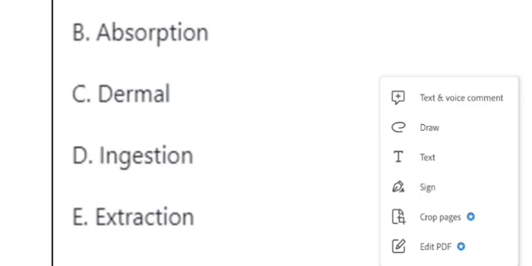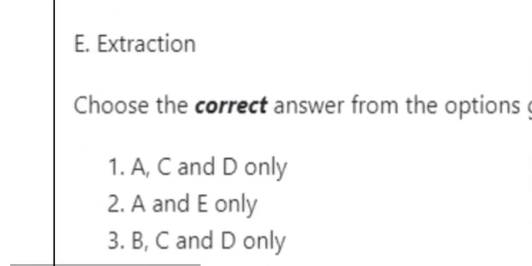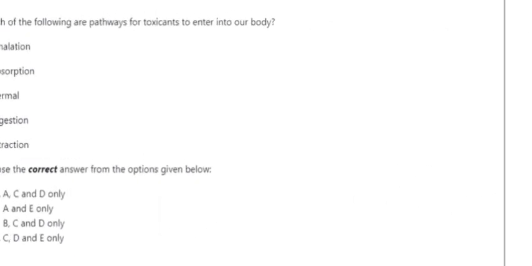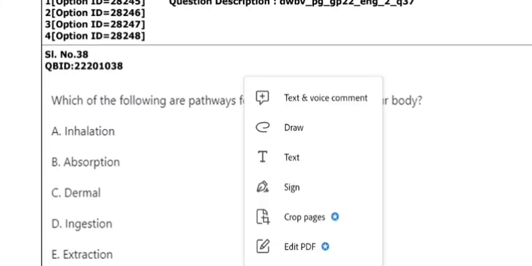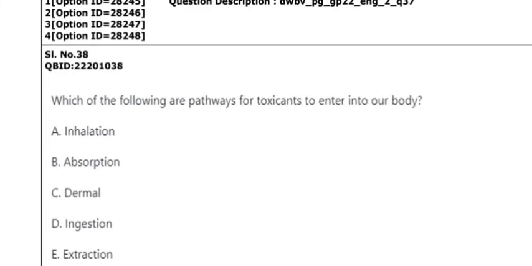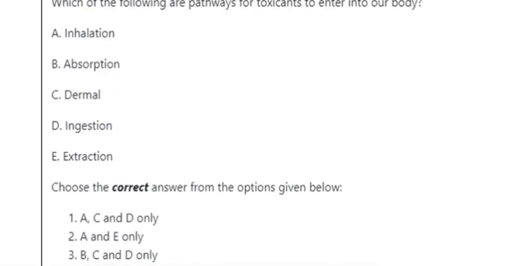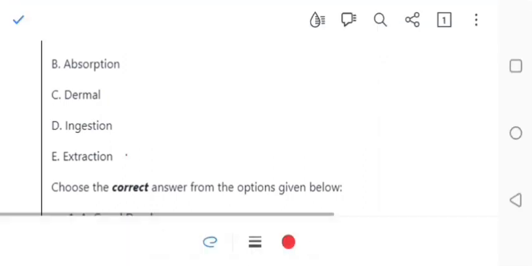Absorption, then ingestion, okay, and then, okay, wait, it is not working properly, wait. The correct option for 38 was A: inhalation, then dermal, then ingestion.